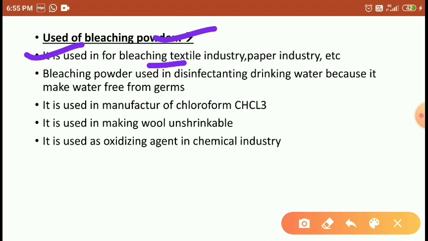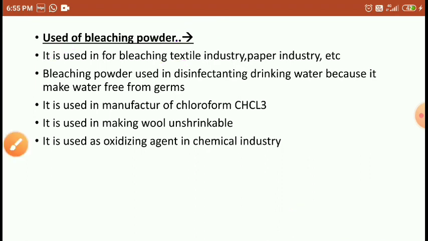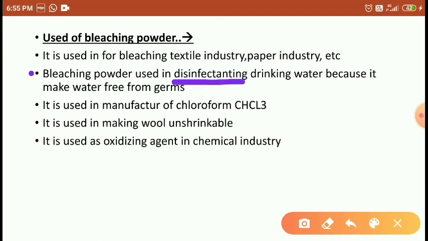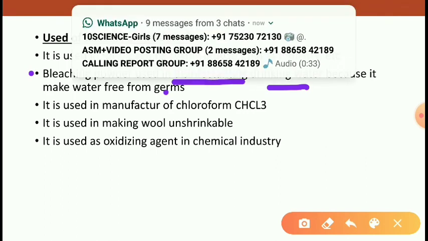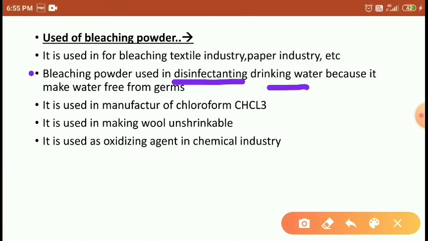Right, students? Next, bleaching powder acts as a disinfectant for drinking water because it makes water free from germs. As a disinfectant, bleaching powder is also added to the swimming pool so the water is not dirty, and it kills the germs also. And it is used in the manufacture of chloroform, CHCl3.